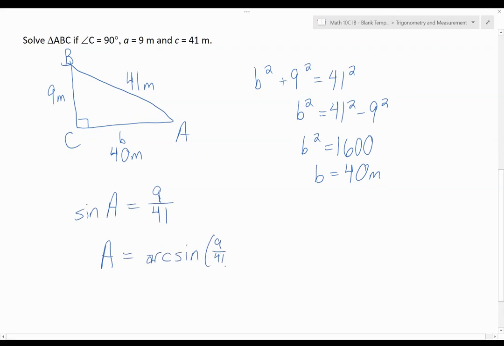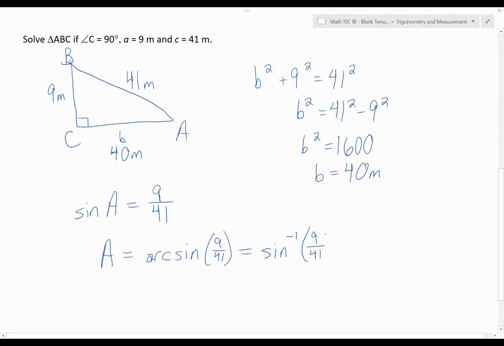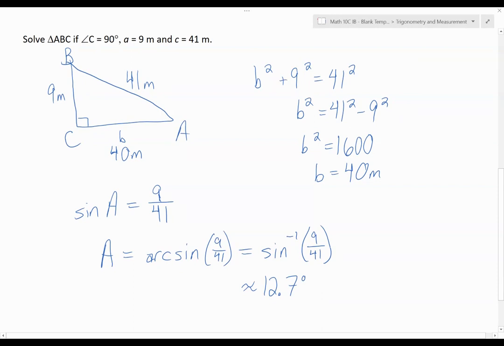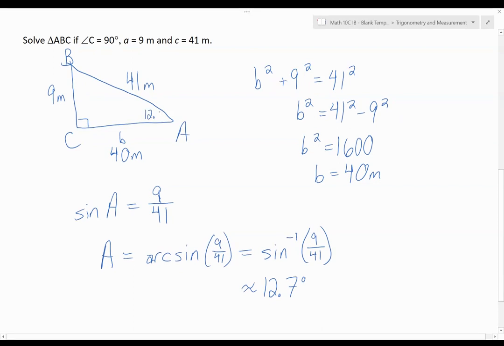Another way to write this is sine to the power of -1. This does not mean 1 over sine. It means the inverse sine. It means undo sine. So on my calculator, I'm going to do the inverse sine of 9 divided by 41, which gives me approximately 12.7 degrees when I round it to 3 significant digits. So about 12.7 degrees in here.